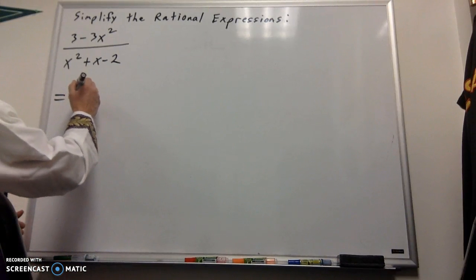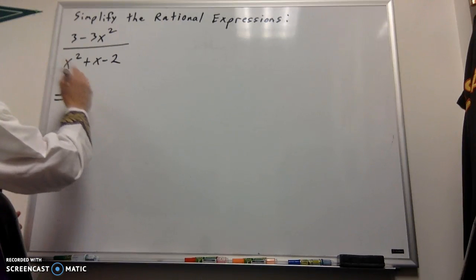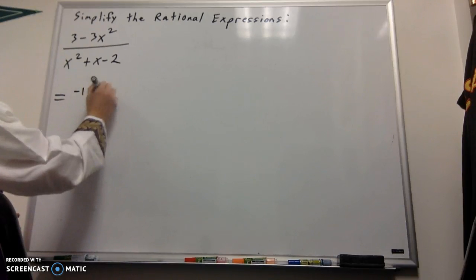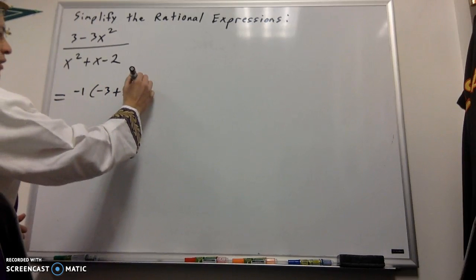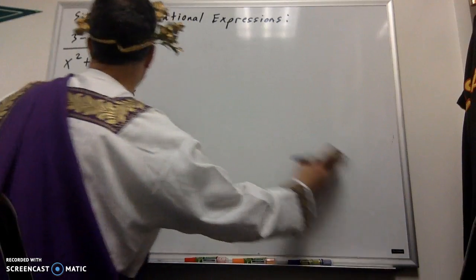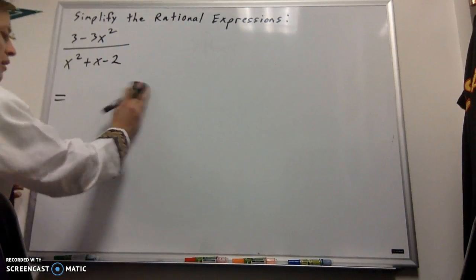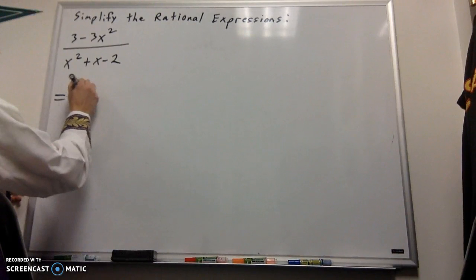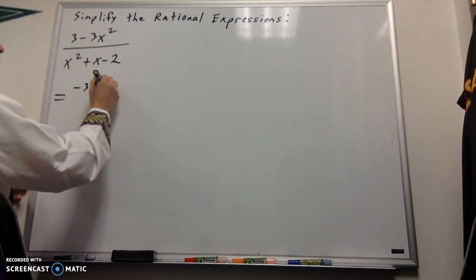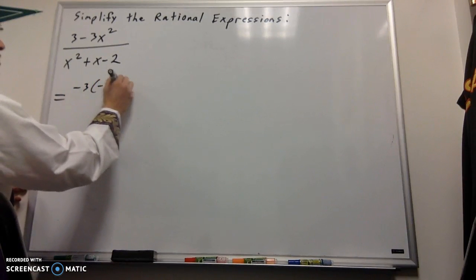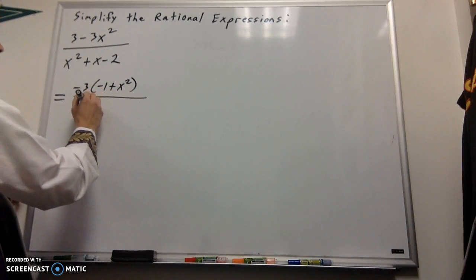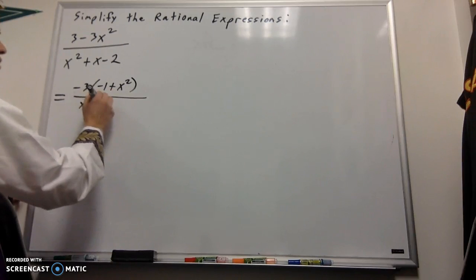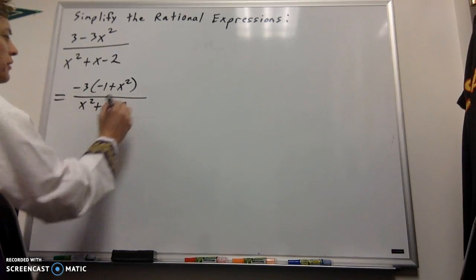So to do that, I'm going to factor out a -1 in the numerator. What that does is it's going to change all the signs in the numerator. You know what? I'm going to do more than that. I'm going to factor out a -3. That'll give me -1 plus x squared. Okay. I'll leave the denominator as it is for right now.